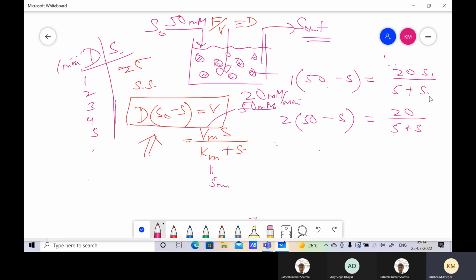At D equal to 2, 2 into (50 minus S) is equal to 20 S upon 5 plus S. This is S1, this is S2. At D equal to 3, 3 into (50 minus S). Solve any one of them.